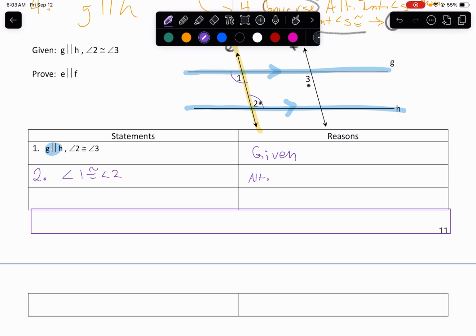And since we know the lines are parallel, this is the theorem. Or you could say, if parallel, then alternate interior angles are congruent. Okay, now, if we look at these, we see that angle 2 is in both the given information and the statement we just made. So we get to say in step number 3 that angle 1 is congruent to angle 3, and that's by the transitive property.